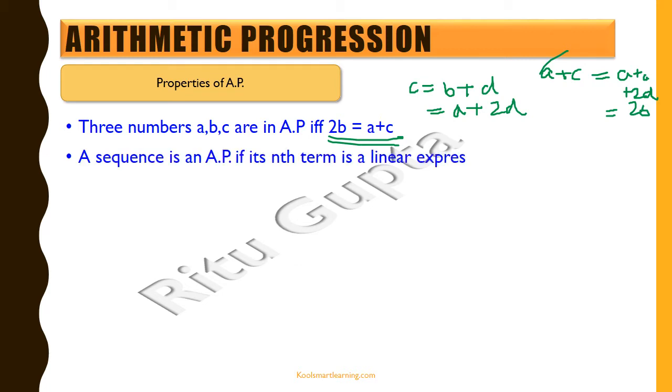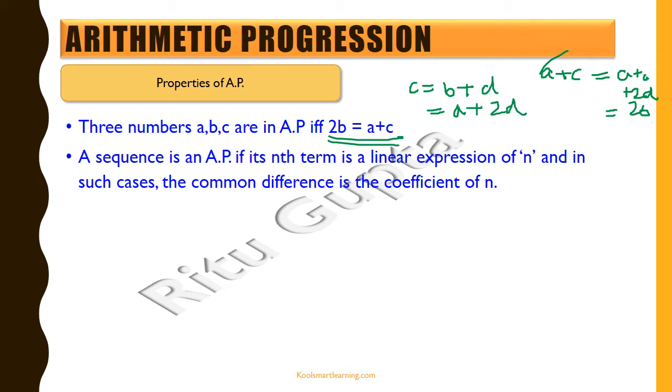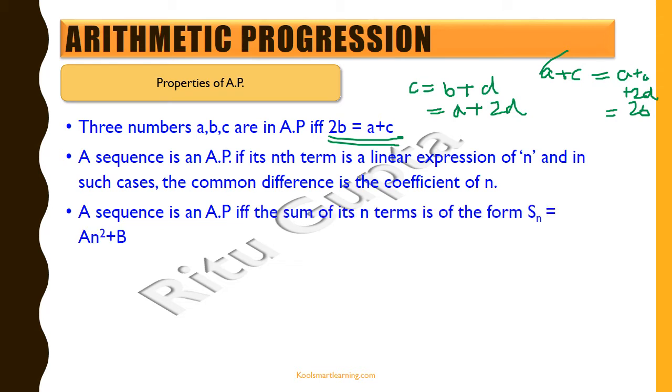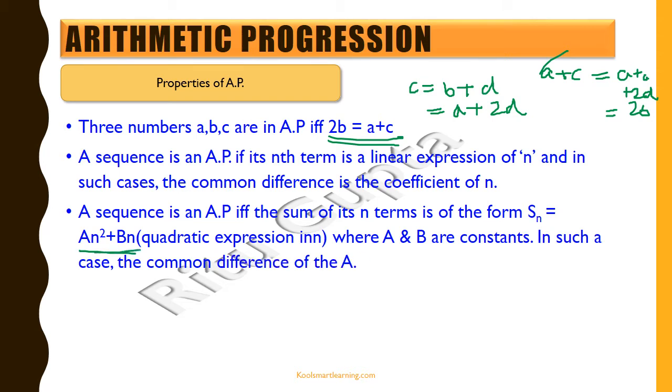A sequence is an AP if the nth term is a linear expression of n, and in such cases the common difference is the coefficient of n. We've already talked about it. A sequence is an AP if and only if the sum of its n terms is of the form Sn equal to an square plus bn, which is a quadratic expression in n, where a and b are constants. In such a case, the common difference of this AP would be 2a.